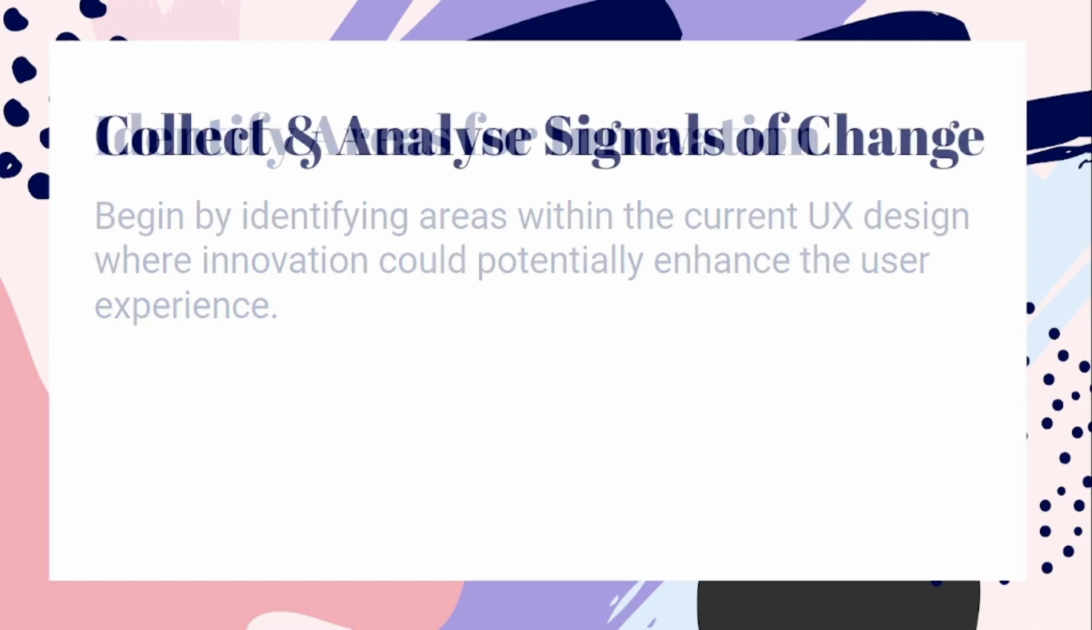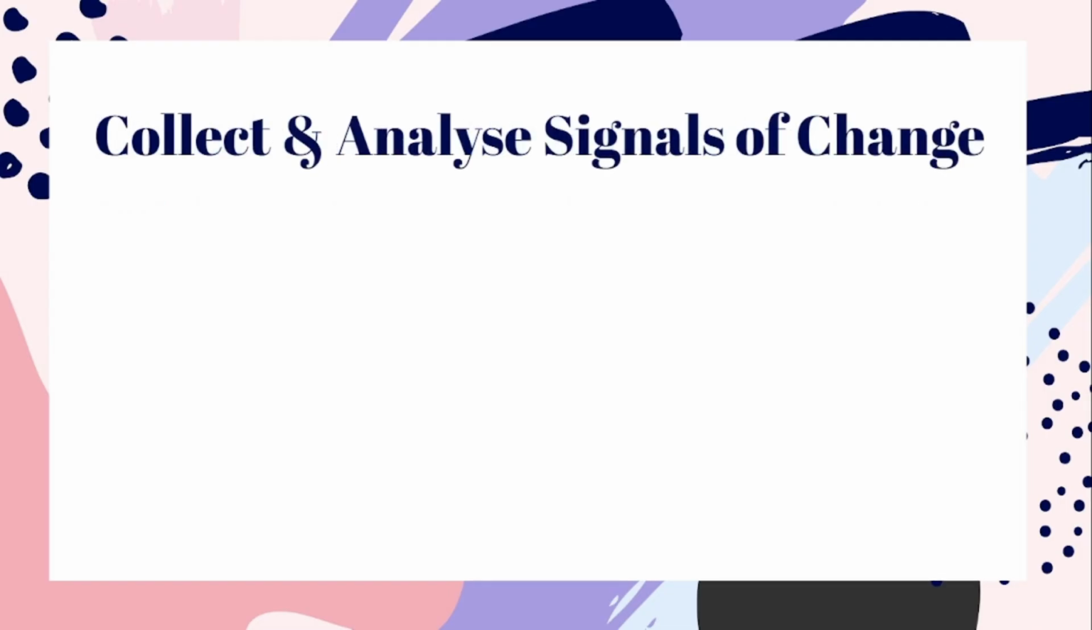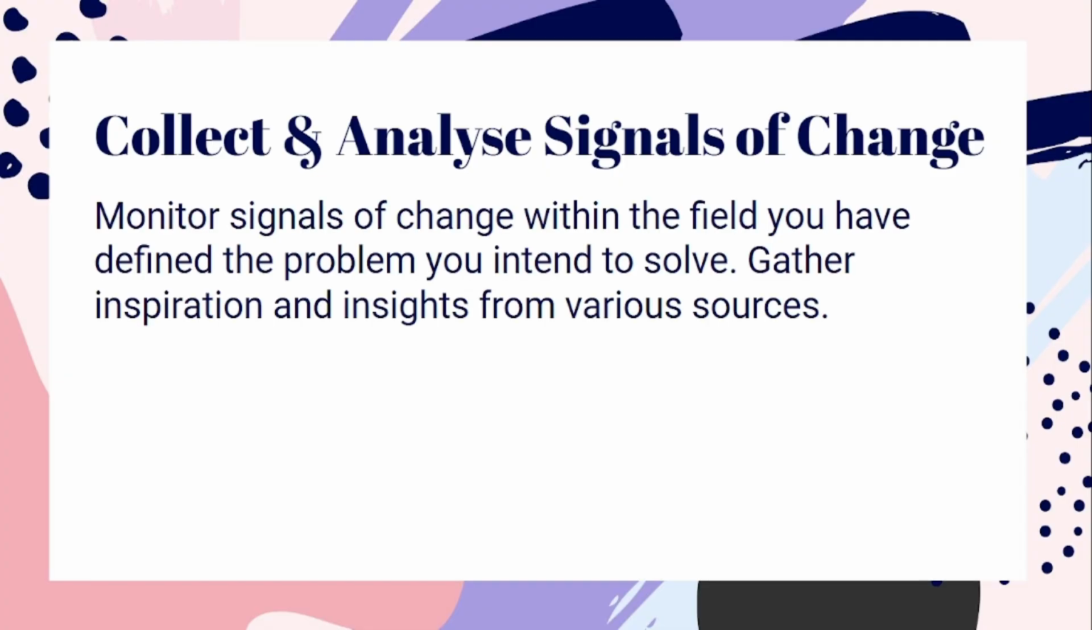address. Step 2. Collect and analyze signals of change for inspiration and insights. Monitor signals of change within the field you have defined the problem you intend to solve. Conduct research to gather inspiration and insights from various sources, such as industry trends, user feedback, competitor analysis, and emerging technologies. This will help you understand current market dynamics and identify opportunities for innovation.